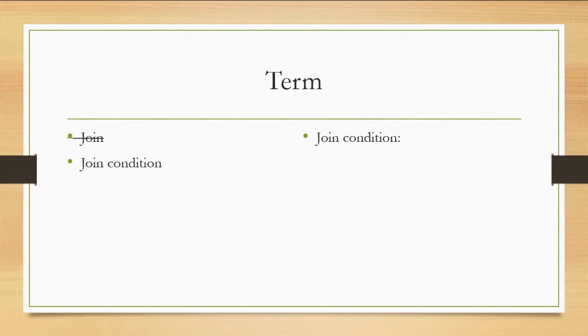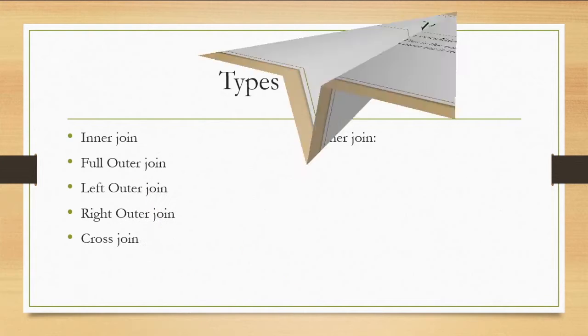Let's look at the join condition. This is the condition a record needs to meet for it to be able to be joined, to be added to the join. So let's look at the types of joins.